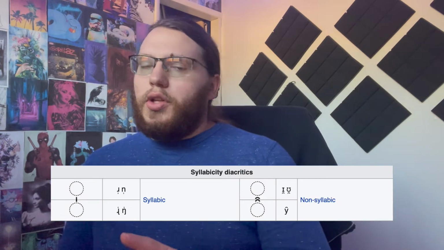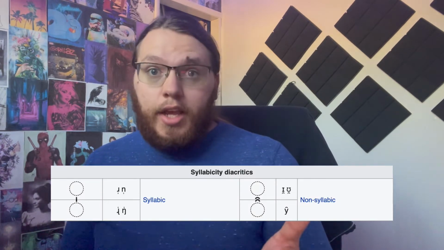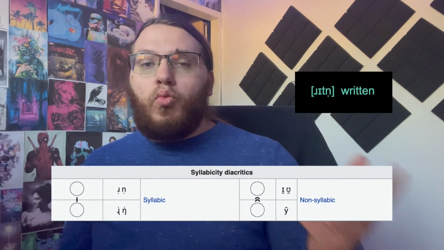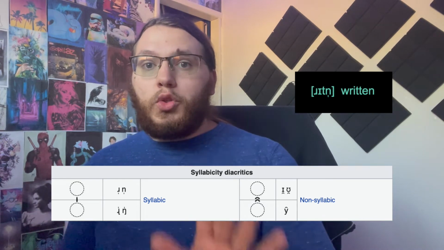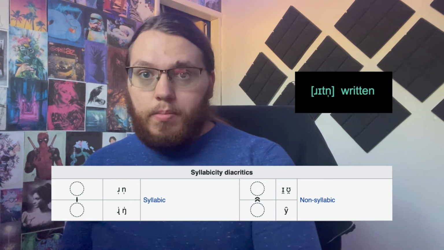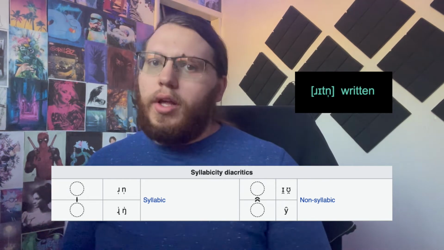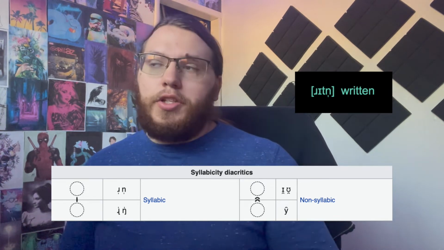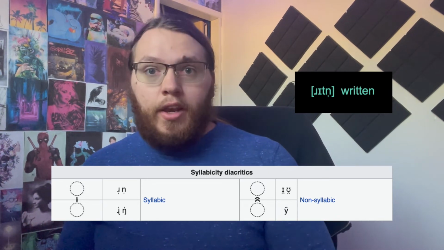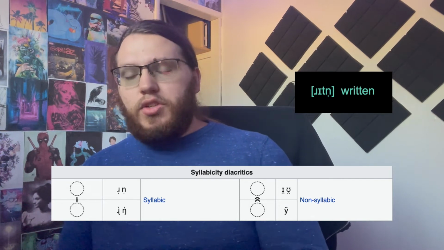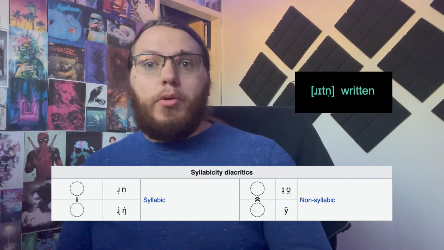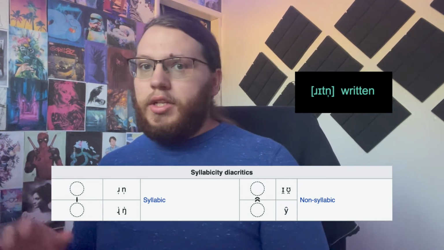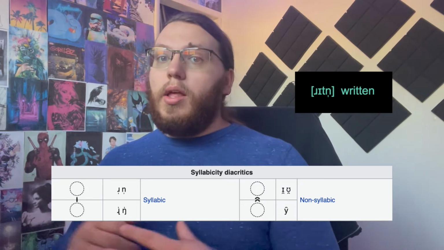So our first one here, the syllabic diacritic, marks something as its own syllable. For example, written. You are going straight from the oral stop to the nasal stop. You're not actually producing a vowel. This is at least in the American English pronunciation. I don't know if they do it differently in other English pronunciations, but in the American English pronunciation, it goes written. You're not actually producing a vowel. The nasal stop at the end is its own syllable. It is syllabic.